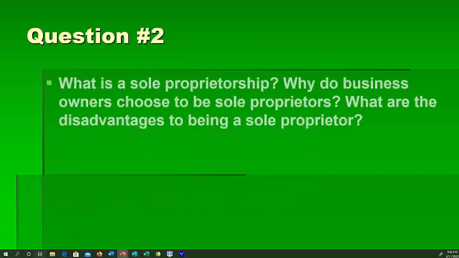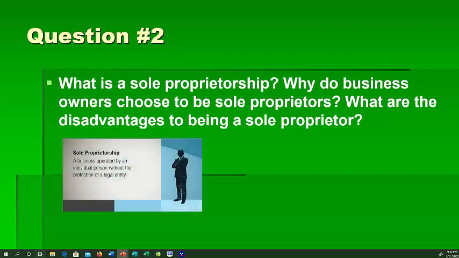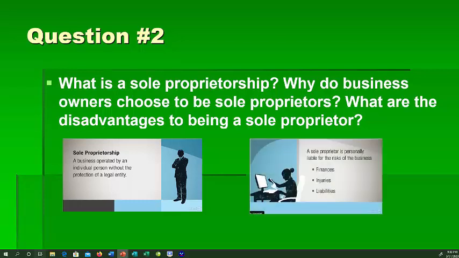Second question, what is sole proprietorship? Why do business owners choose to be sole proprietors? And what are the disadvantages to being a sole proprietor? We covered this in class, but also in the video he talks about it. It's a business operated by one person, and there is no business structure that protects against liability. So there are advantages and disadvantages to that.